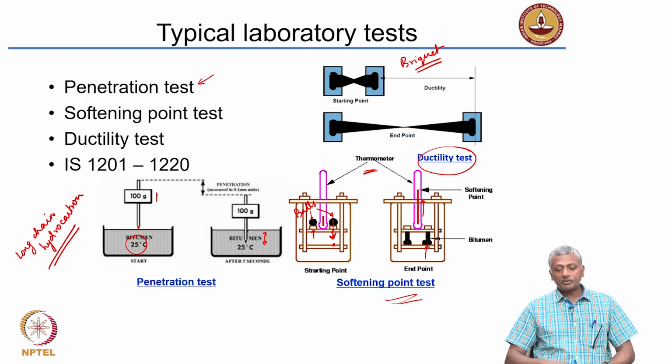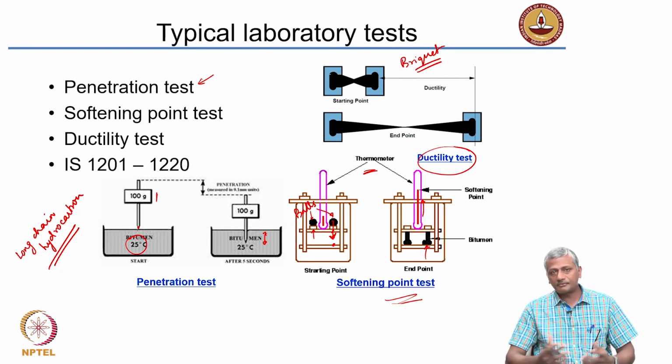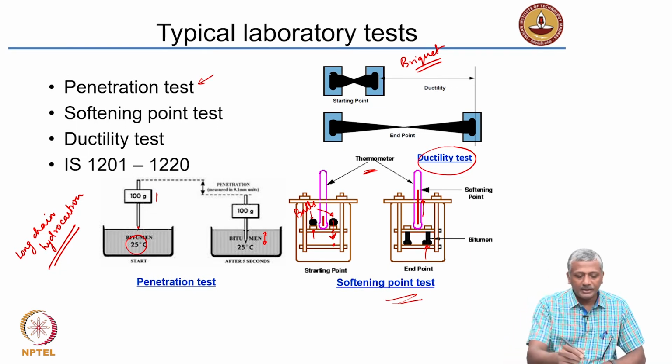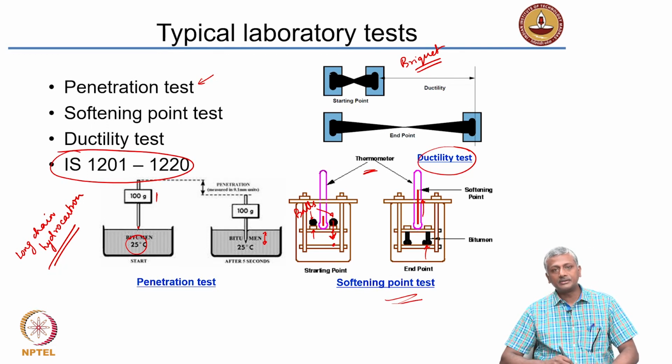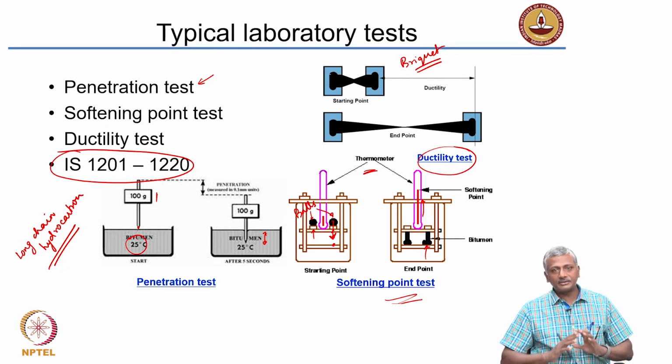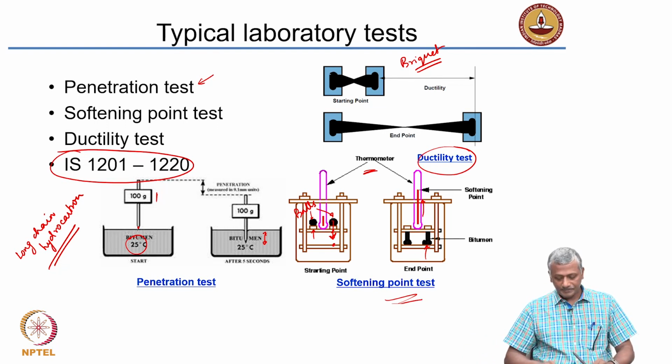Okay? Apart from this, we also need to test obviously the viscosity of the asphalt. There are different ways of doing that. I am not going to get into this. The primary tests on asphalt are covered in this IS standard, the Bureau of Indian Standards 1201 to 1220. There are several standards ranging from 1201 to 1220, where they are covering the basic test methods on asphalt.